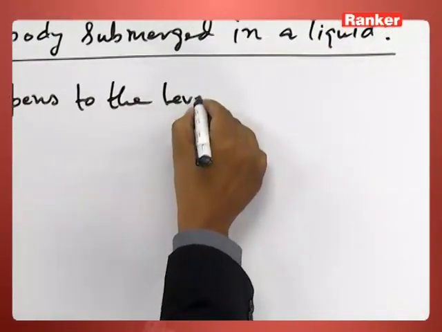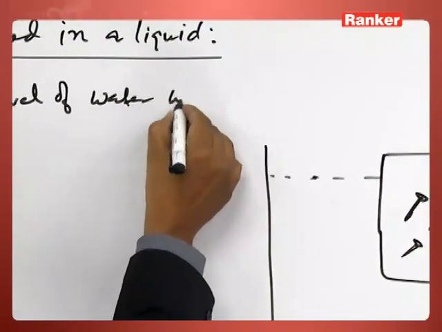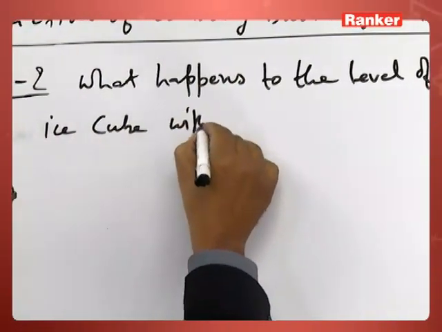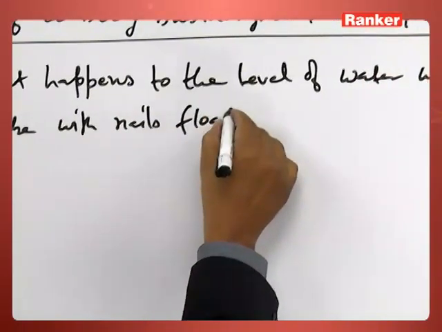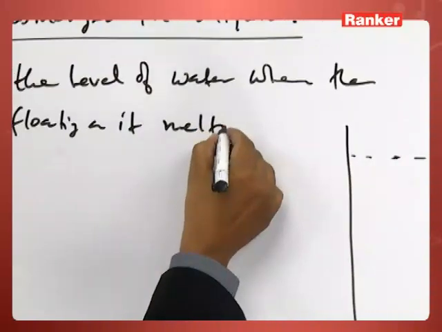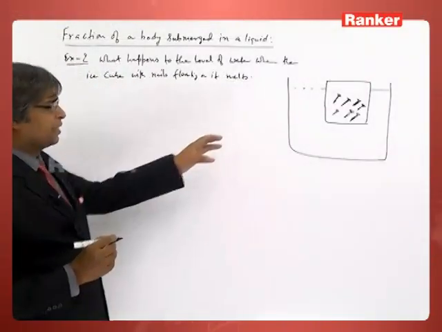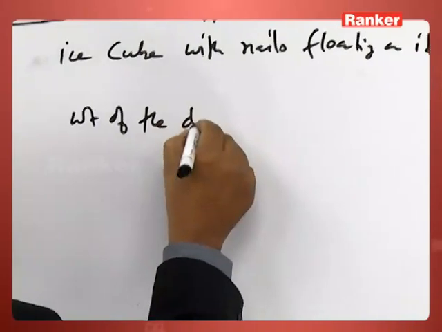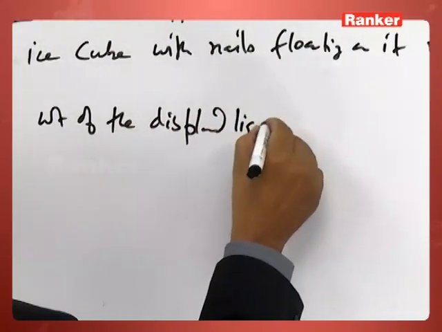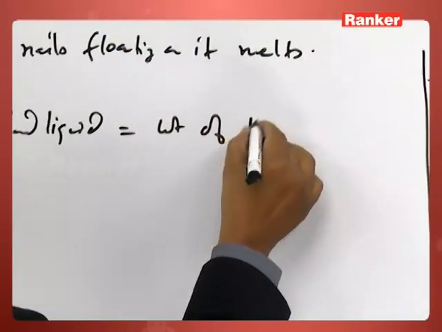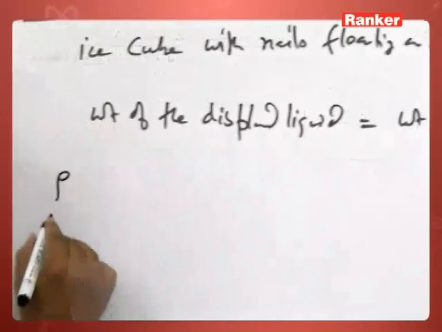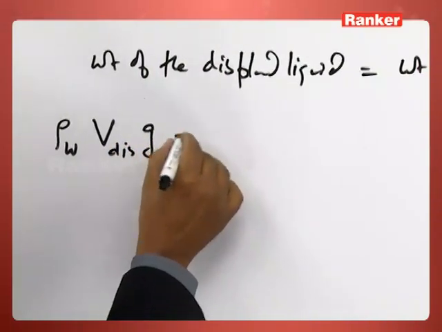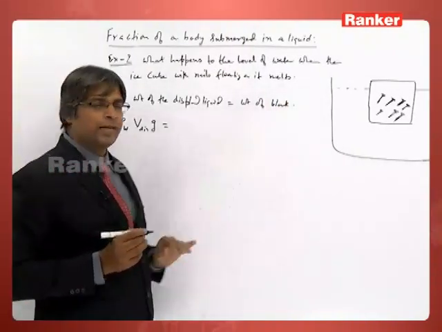So the point is, what happens to the level of water when the ice cube with nails floating in it melts? When it is floating, the weight of the displaced liquid is equal to the weight of the block. So this is rho of water into volume of displaced liquid into g, that is the buoyant force, and that should be equal to the weight of the block.